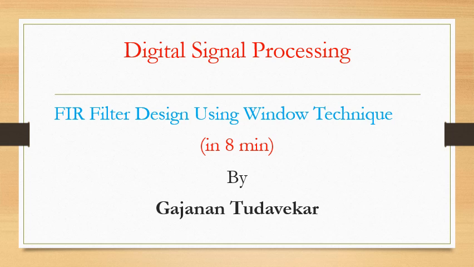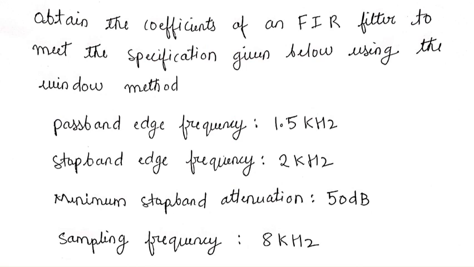In this video lecture, we will study how to design an FIR filter using the window technique, and we will complete this numerical within 8 minutes. The numerical reads as: obtain the coefficients of an FIR filter to meet the specification given below using the window method. Passband edge frequency 1.5 kHz, stopband edge frequency 2 kHz, minimum stopband attenuation 50 dB, sampling frequency 8 kHz.